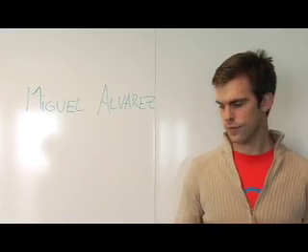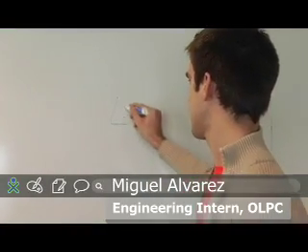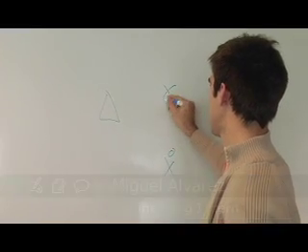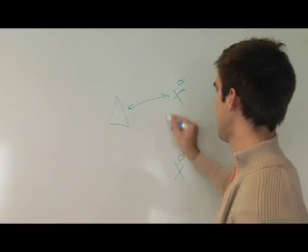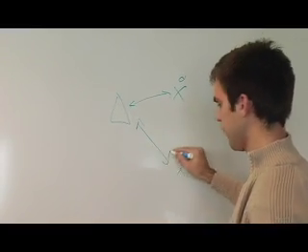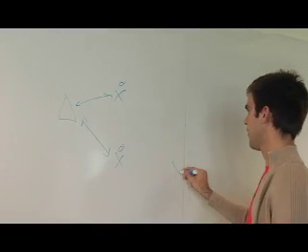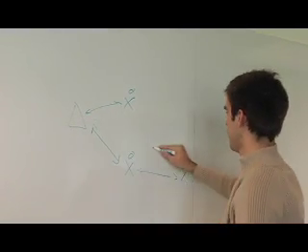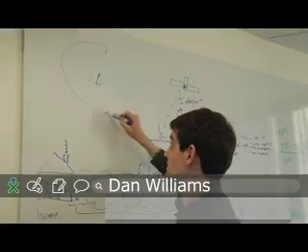My name is Miguel Ángel Álvarez and I'm an engineering intern here at the OLPC. So normally you will have one access point in the middle and everyone would connect directly to the access point. But when you have a mesh network, you can have another one farther off who connects to the internet or to the access point or to the server through the intermediate node.